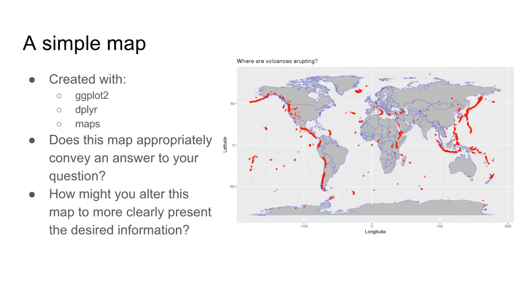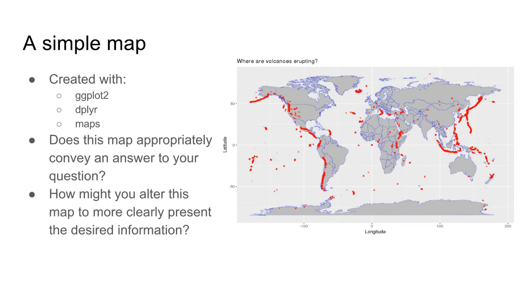So we might start out with a simple map. This is really easy to make. It's made with ggplot2, dplyr for data wrangling, and maps for the actual map. So this is literally just a dot for each volcanic eruption.